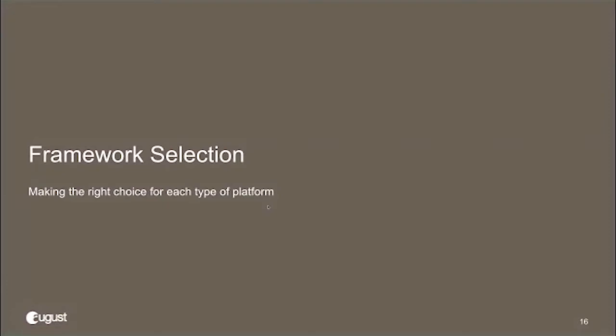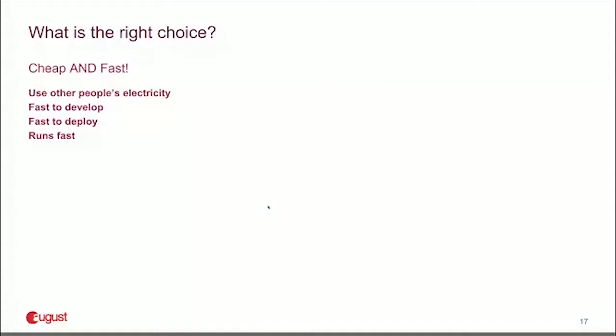So, framework selection. What we need when we are deciding on frameworks is something that is both cheap and fast. I also think it's very important to use other people's electricity. And what I mean by that is that if you have a web interface to your product, it's very important to have all the heavy lifting of that interface be done on the mobile phone, in the browser, etc. This is because it's basically free compute. You don't have to pay for it.